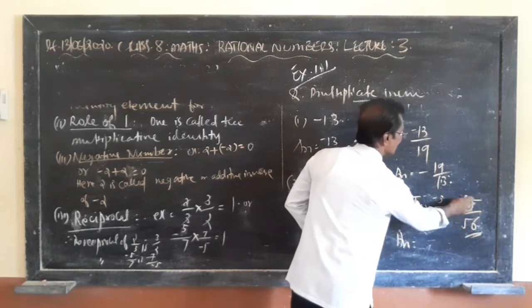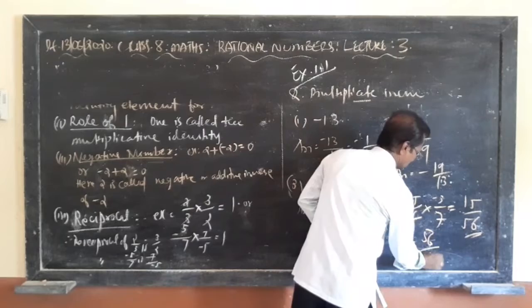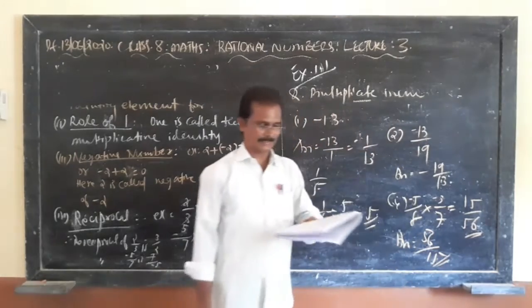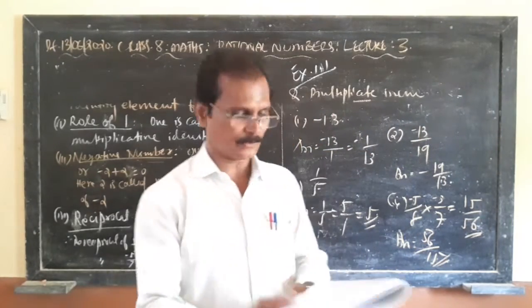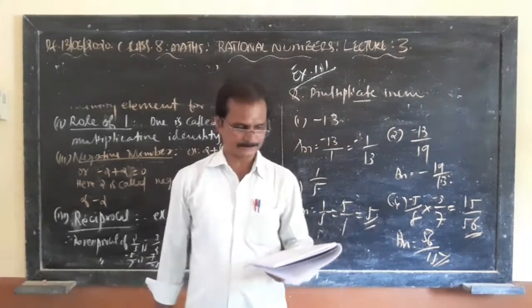Now what is the inverse of 15 upon 56? The inverse is 56 upon 15. The multiplicative inverse of 15 upon 56 is 56 upon 15.